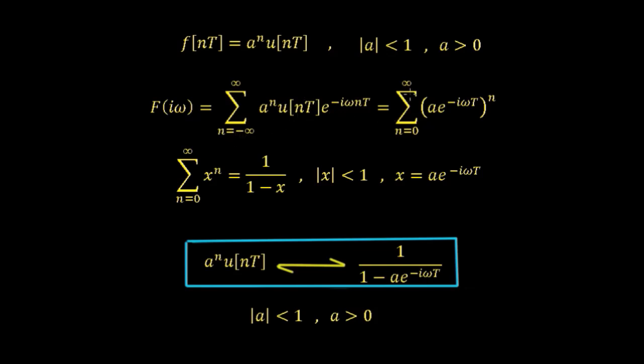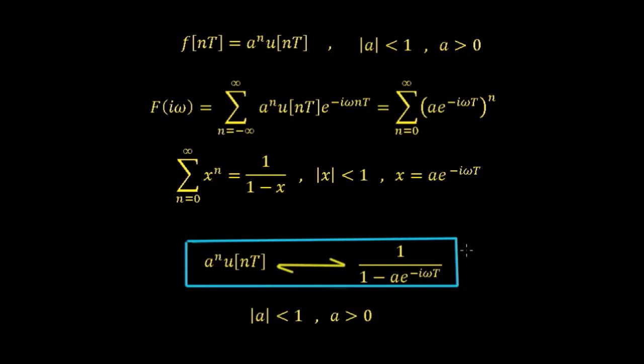So this is equivalent to the sum from n equals 0 to infinity of a e to the minus i omega t to the n, and we can take our factor of n out. This here is a geometric series, and the sum of a geometric series of this form is given as 1 upon 1 minus x, where our x in this case is a e to the minus i omega t. So it means that the discrete-time Fourier transform of a to the n u[n] is going to be 1 upon 1 minus a e to the minus i omega t.